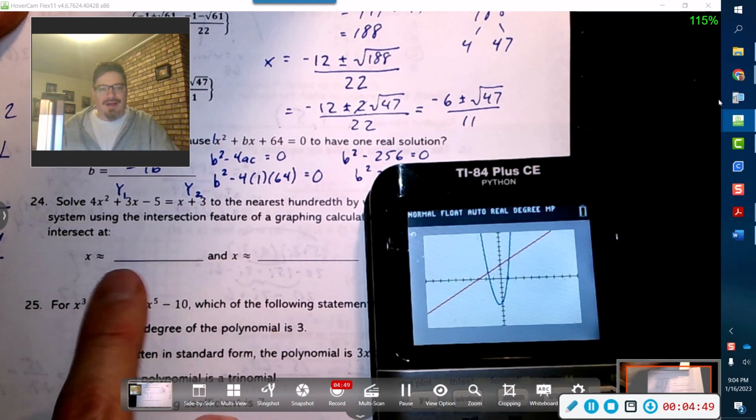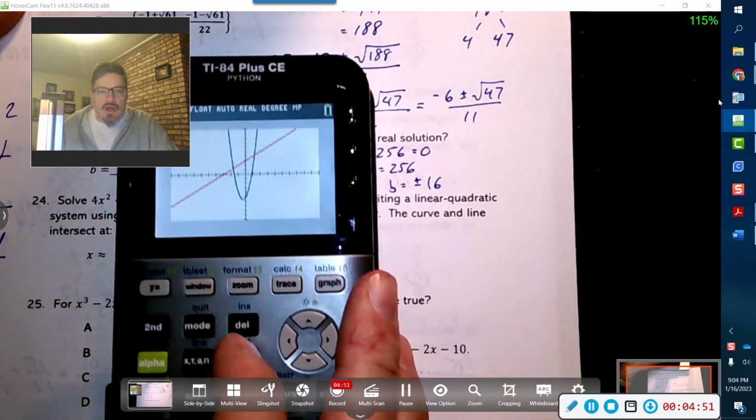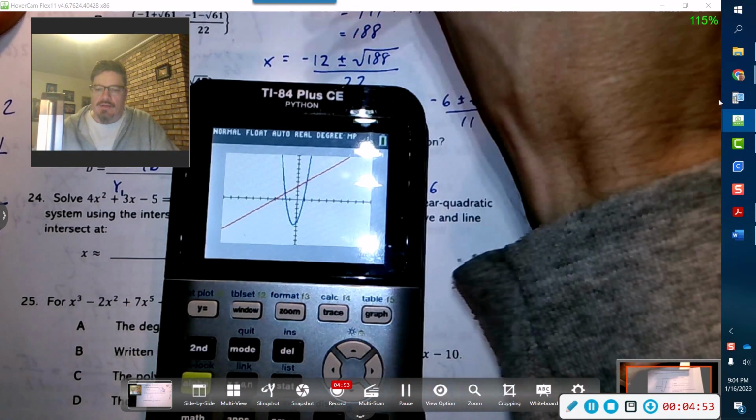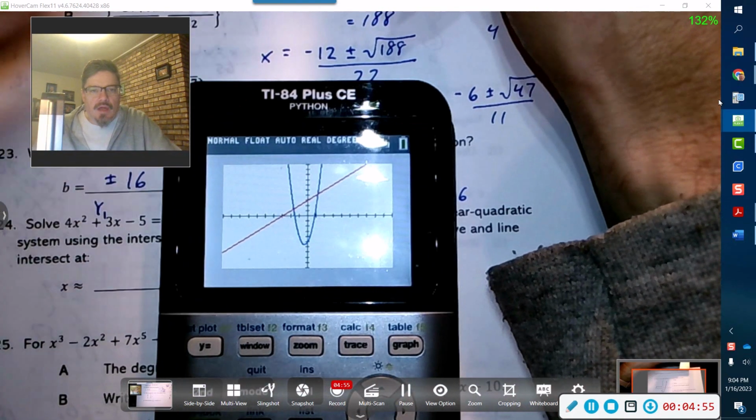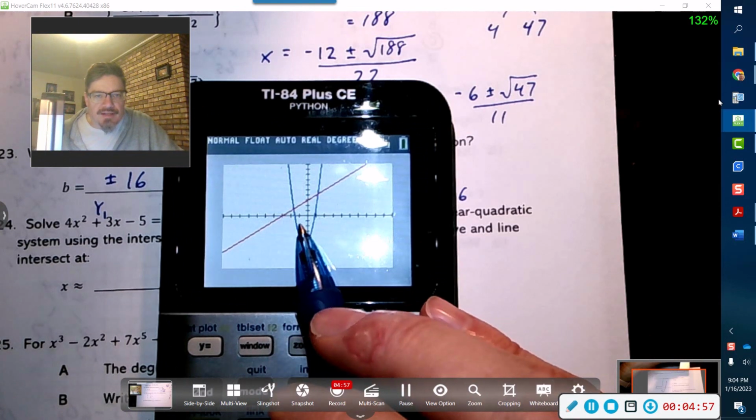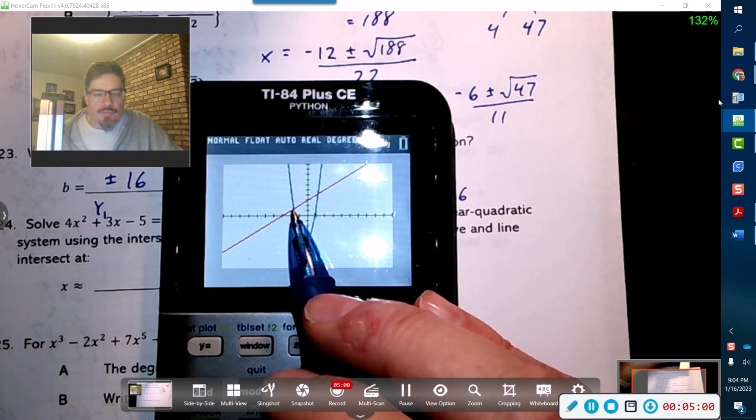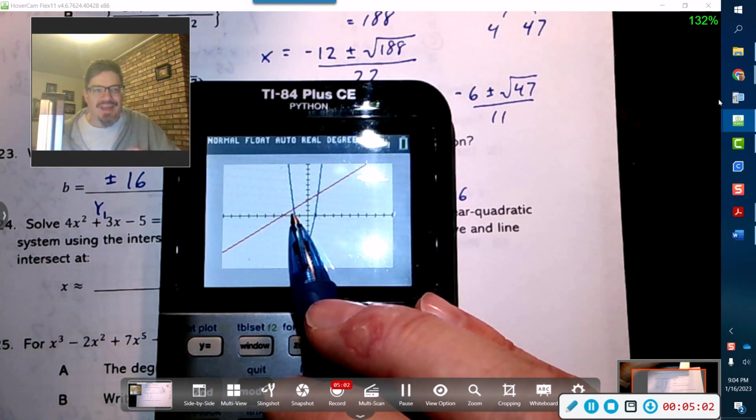Now that approximation means that I don't actually know. Okay, let me see if I can zoom in here. I don't know exactly where that is. You can see that it's in between -1 and -2. And what my calculator will do is it will figure that out exactly.